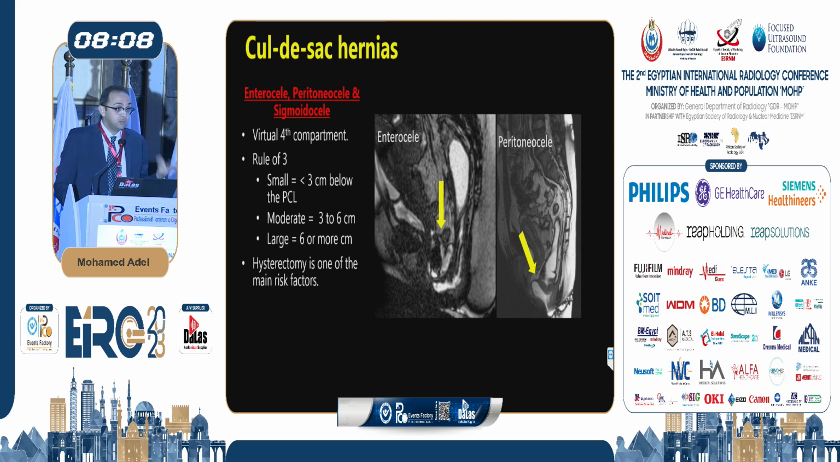I'll move to the cul-de-sac hernias quickly. It's virtually a fourth compartment. I don't like to say it's part of the middle. It can be considered a fourth compartment. Basically, there's herniation of the peritoneum or the bowel loops or the sigmoid within the Douglas pouch. Usually hysterectomy is one of the risk factors, and there's destruction of a fascia that we don't really see, so that's why we see it.